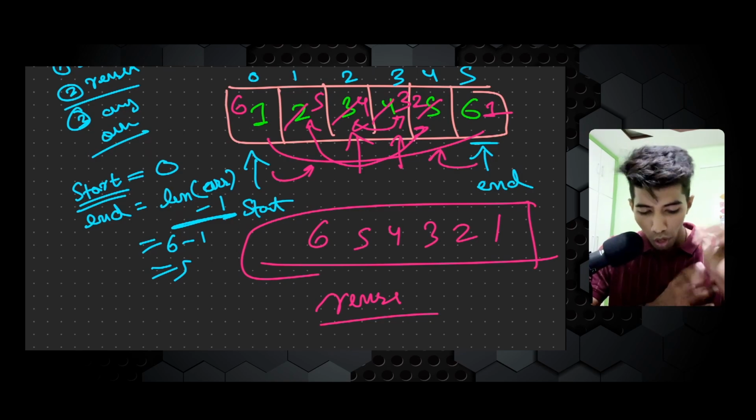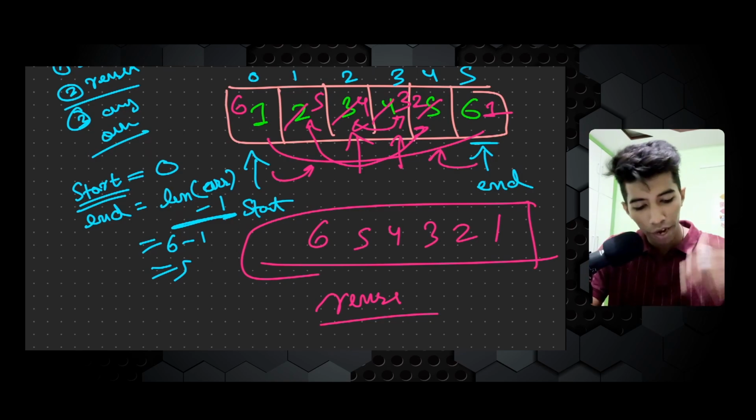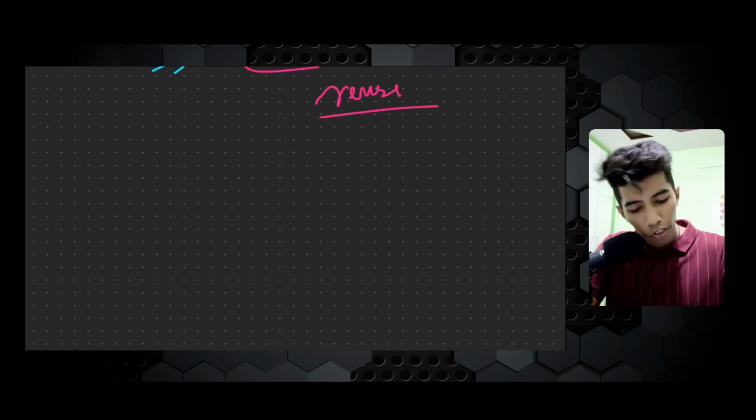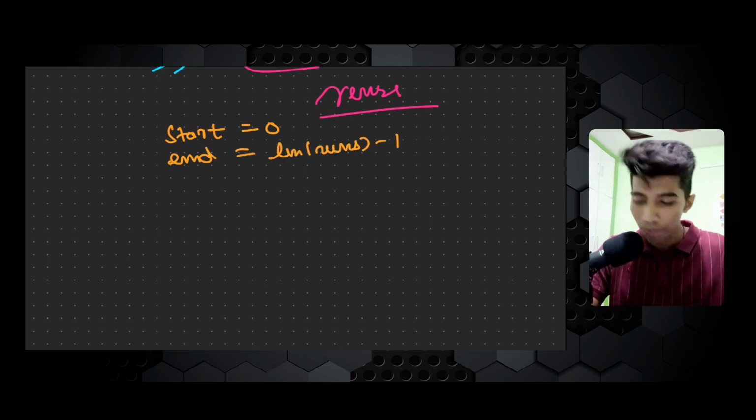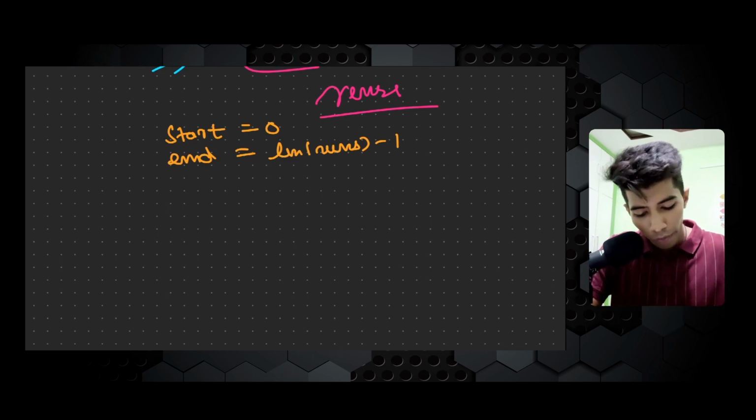So now what condition will we have to write? The code for this, how we can write it: I have my start, which is 0, and end, which will be equal to the length of nums minus 1. Very simple. Let's suppose nums is the array name. Then what I have to do is just go to the array.